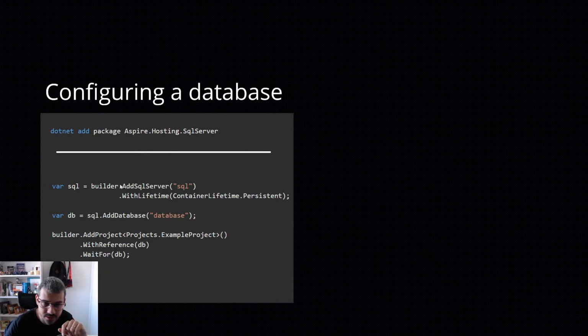Okay. So once you have this, this is the way to integrate it. Very simple, using fluent syntax again, as we have done with the services. We add the SQL Server, we provide a name that will be used for the orchestrator in that case. And that's something interesting. We are specifying a lifetime.